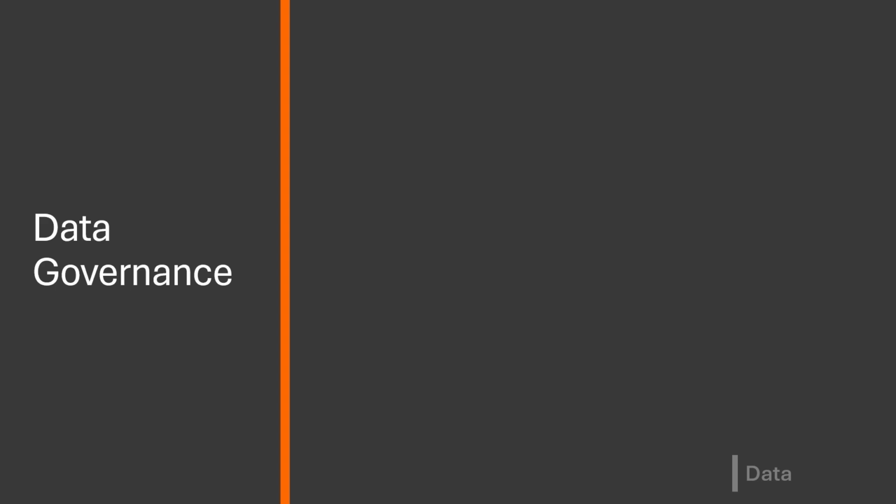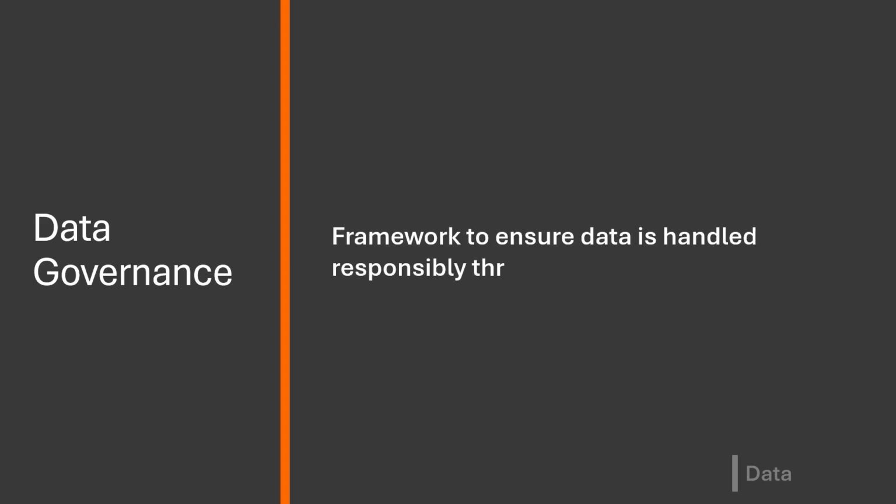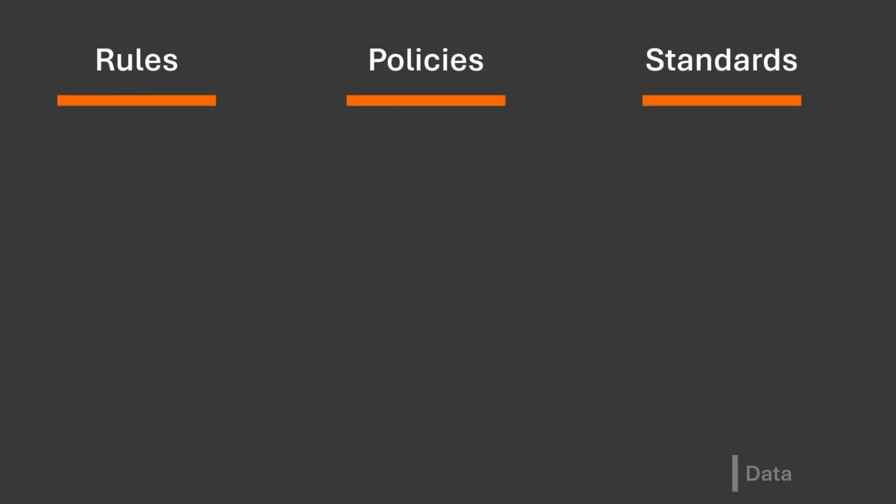Data governance is the framework that ensures data is handled responsibly throughout its lifecycle. And data governance is put into action through rules, policies, and standards that guide how data is managed across an organization. Let's start with rules. Rules define how data should be handled in different scenarios.